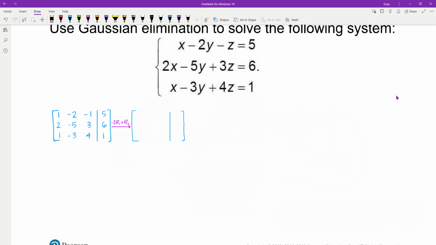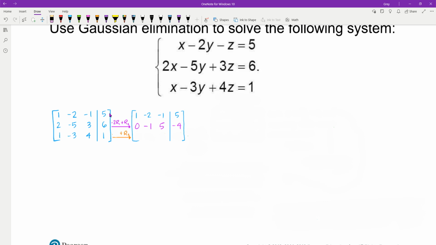I'm going to make the first row stay the same. But now my second one: I'm looking at -2 times 1 plus 2, and that, of course, is 0. Then -2 times 2 is 4, and 4 plus -5 is -1. -2 times -1 is 2, and 2 plus 3 is +5. And then -2 times 5 is -10, and -10 plus 6 is -4. Now I'm going to go to my bottom row.